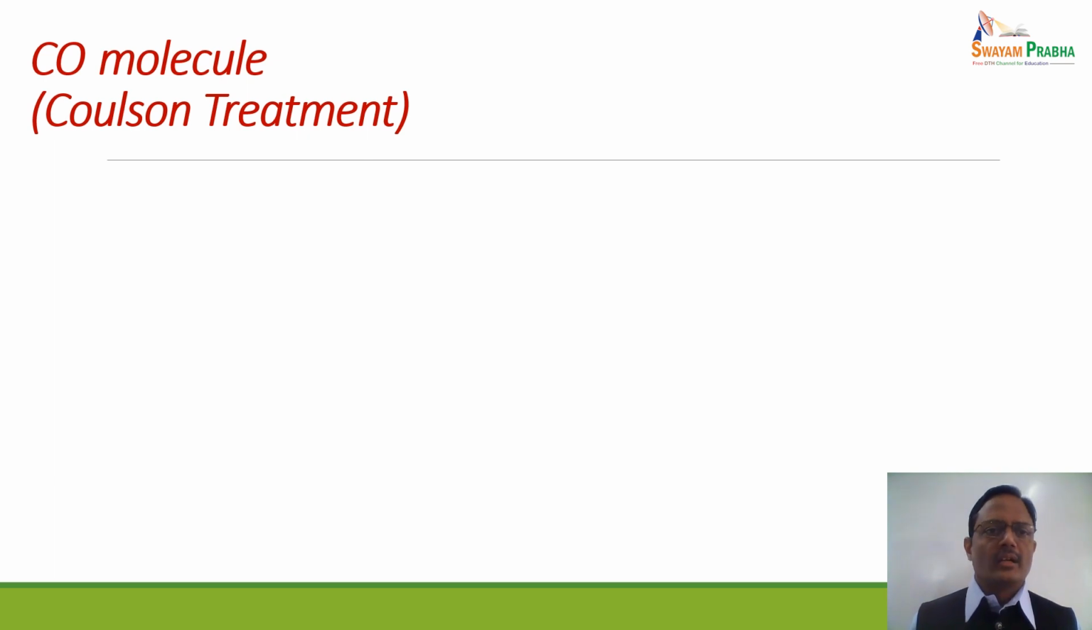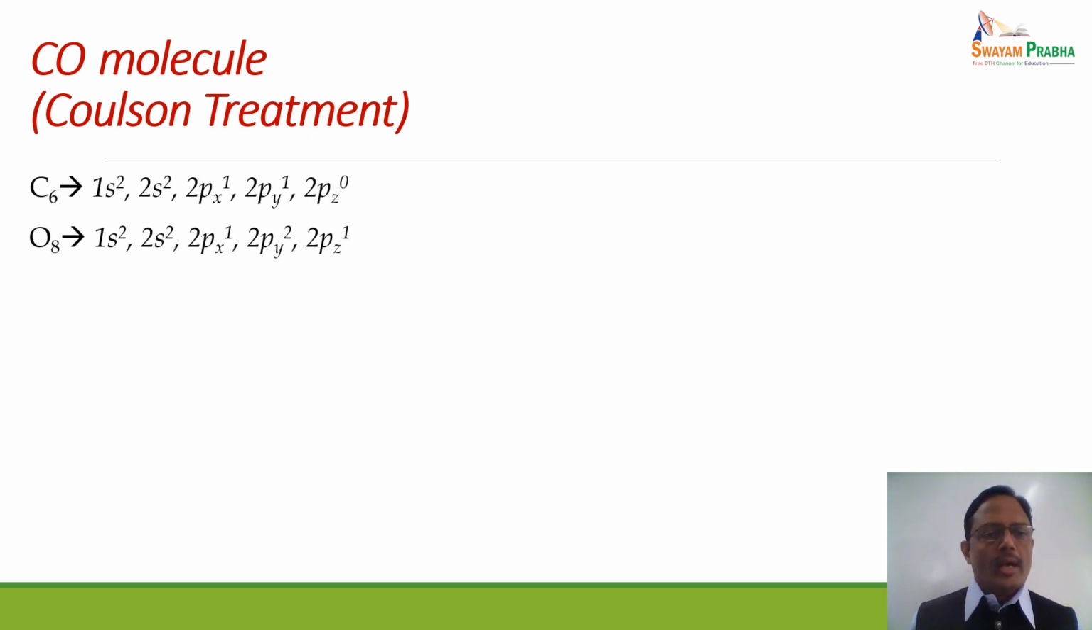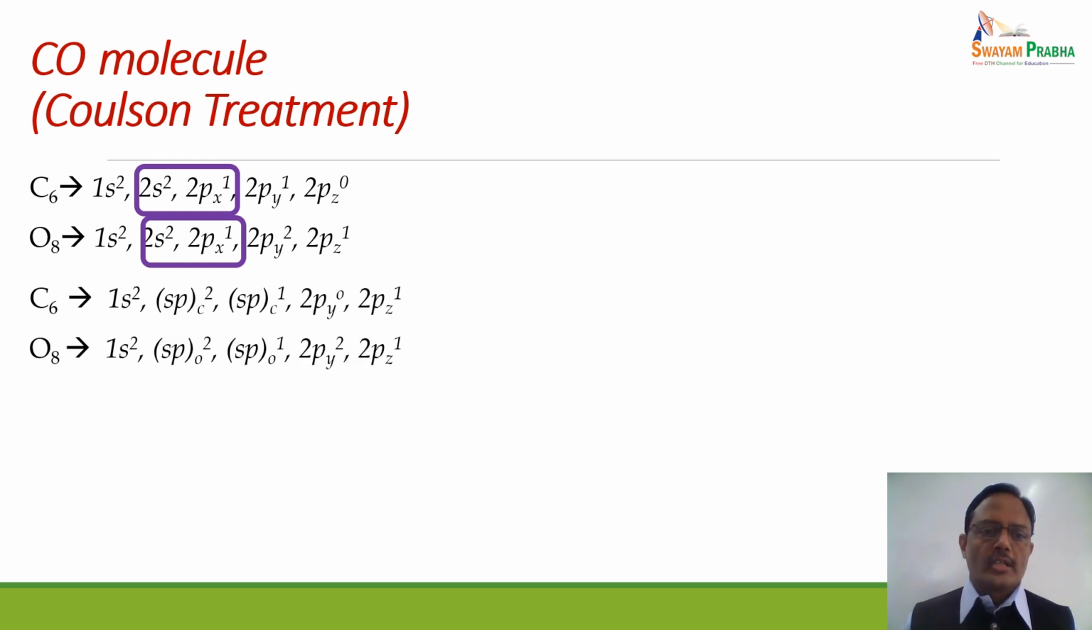Consider the Coulson treatment for this CO molecule formation. According to this treatment, carbon and oxygen have these electronic configurations. Now before actually mixing of the orbitals, there is a hybridization concept. The hybridization in CO molecule will definitely be sp hybridization because it is the only hybridization which leads to the linear geometry, and CO is a linear molecule. Since sp hybridization is a linear hybridization, carbon as well as oxygen undergo sp hybridization. This leads to formation of two sp hybrid orbitals in both carbon as well as oxygen.